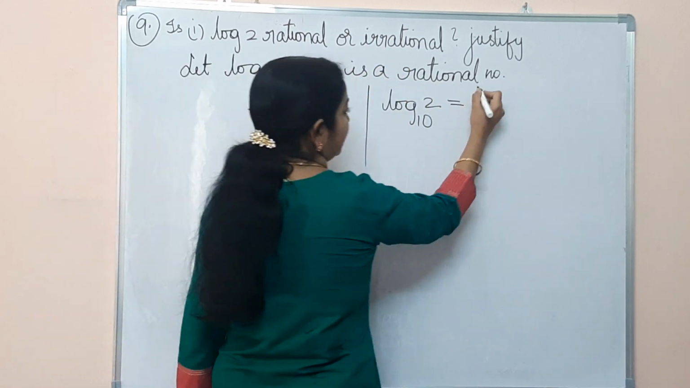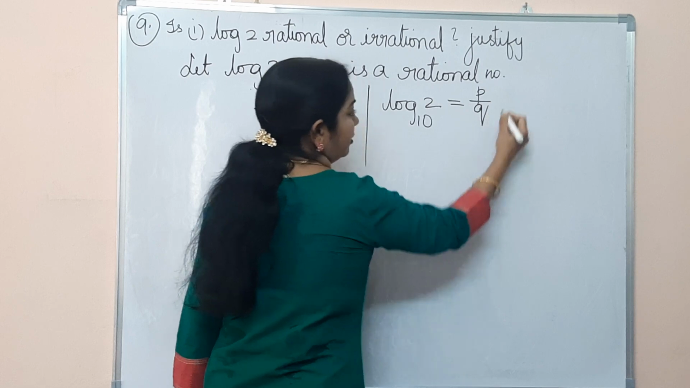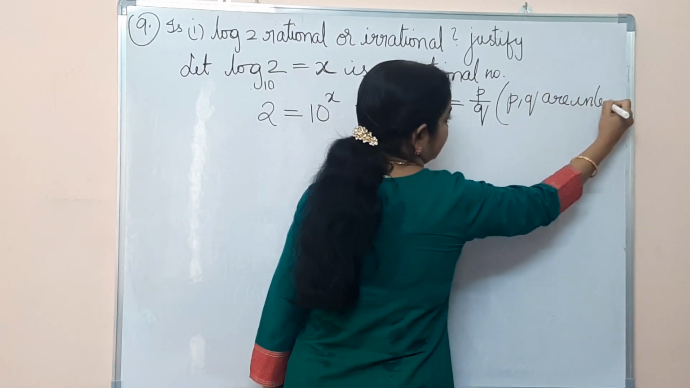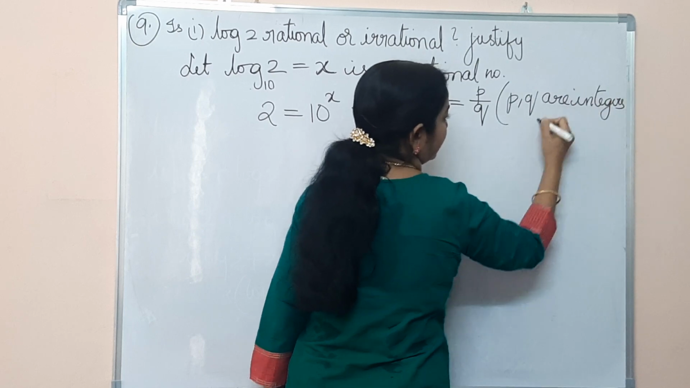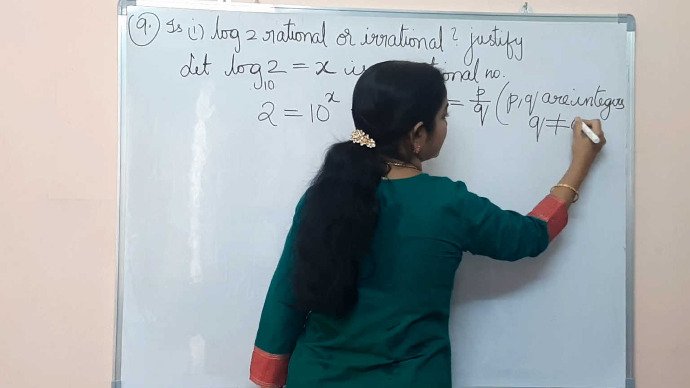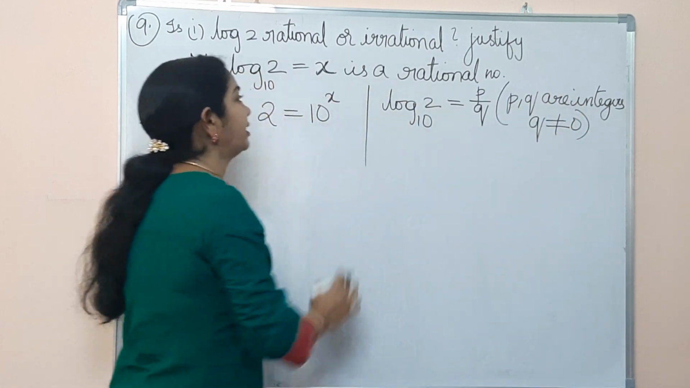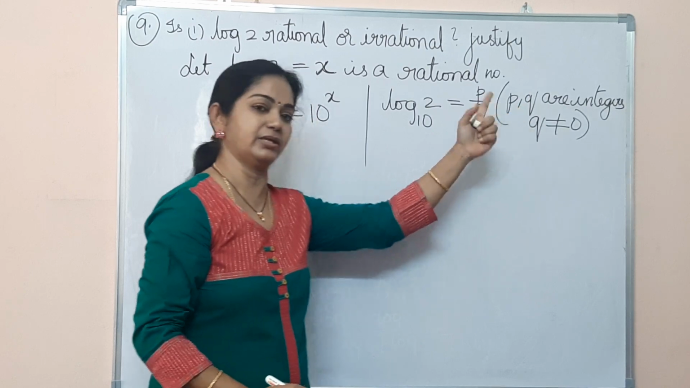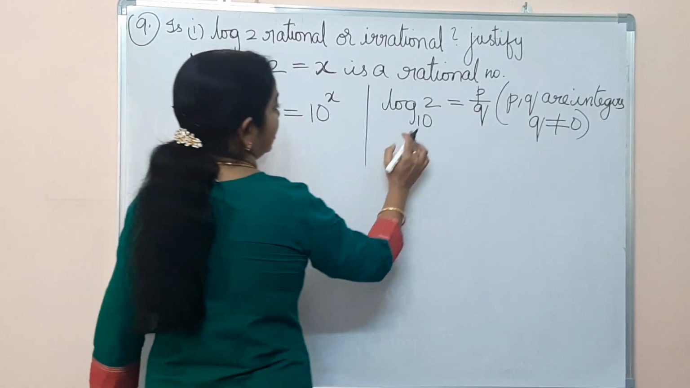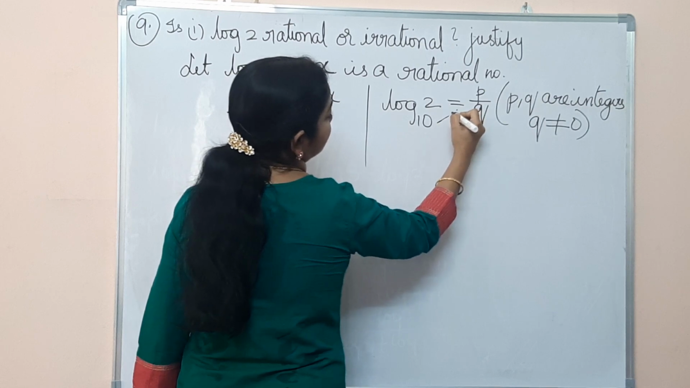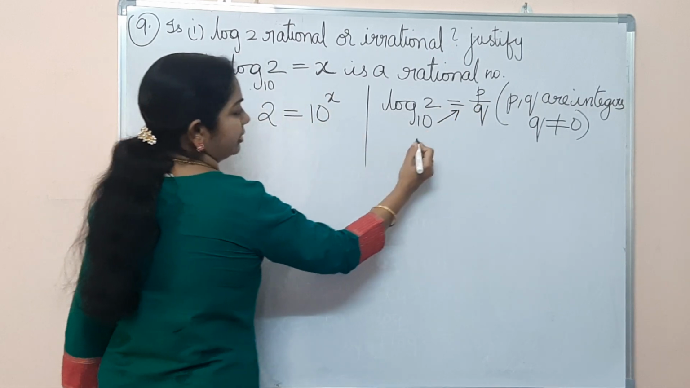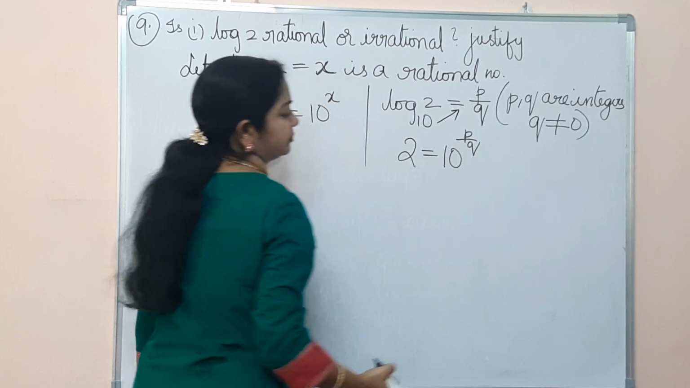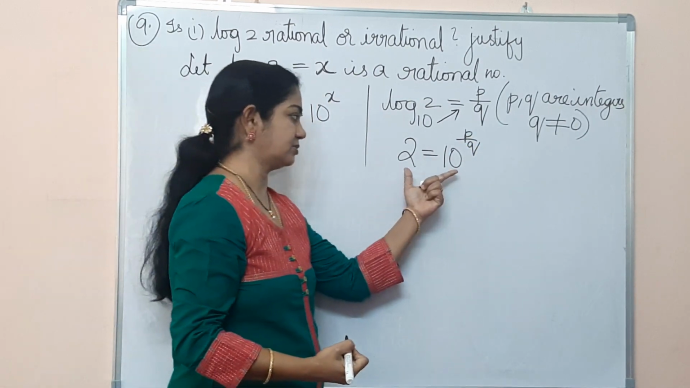Rational number means I can write it as p by q, where p and q are integers, and an important condition is that q must not be equal to 0. When I say log 2 is rational, I equate it to p by q, where p and q are integers and q is not equal to 0. So 2 is equal to 10 raised to the power of p by q.